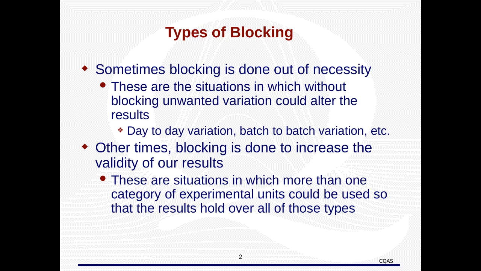Second, blocking serves a strategic purpose when multiple categories of experimental units exist. By deliberately including diverse unit types within our blocks, we extend the generalizability of our findings. Rather than conclusions limited to a single unit category, our results now hold across the full range of practical conditions. This distinction matters because it shapes how we design and interpret our experiments. In the next section, we'll examine a classification framework that organizes our strategies for handling nuisance factors, distinguishing between those we can control and those we cannot.